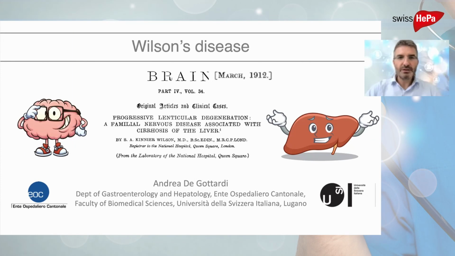My task today is to give an overview about Wilson's disease. Wilson's disease concerns mainly the brain and the liver. It's an old disease, described in 1912 for the first time, and it has a special relationship to copper.